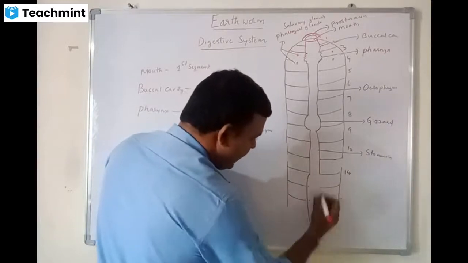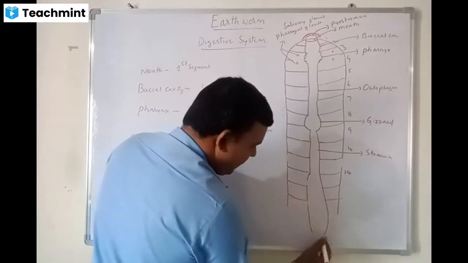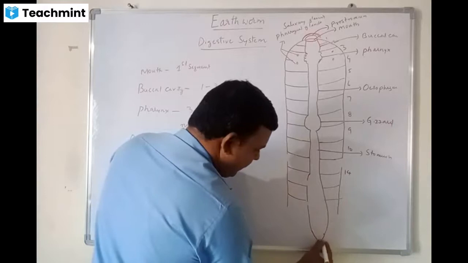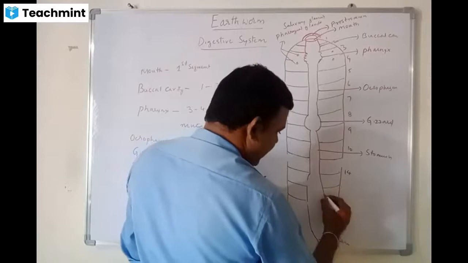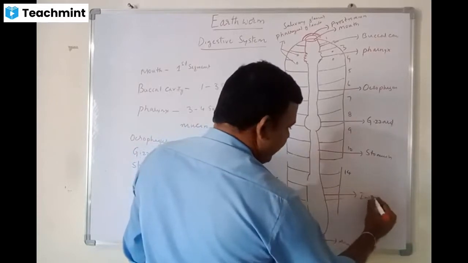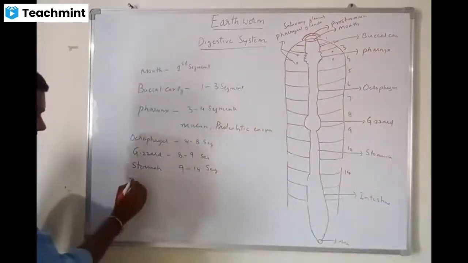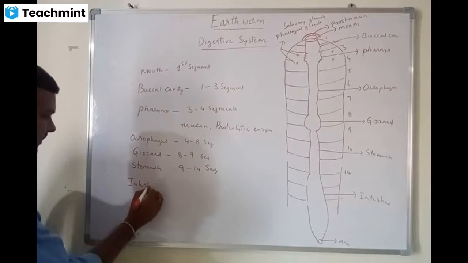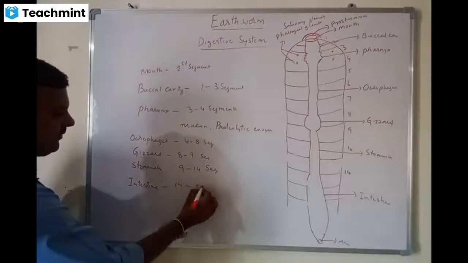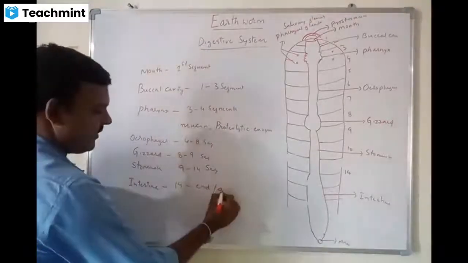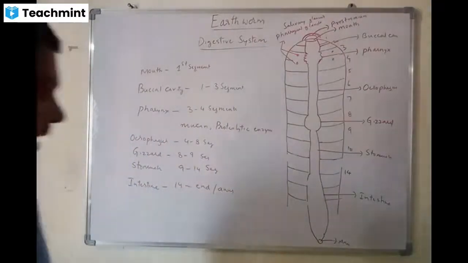till the posterior end, there is a widened alimentary canal, till the anus, and this alimentary canal we call the intestine. So the intestine runs from the 14th segment to the end, or anus, the intestine.